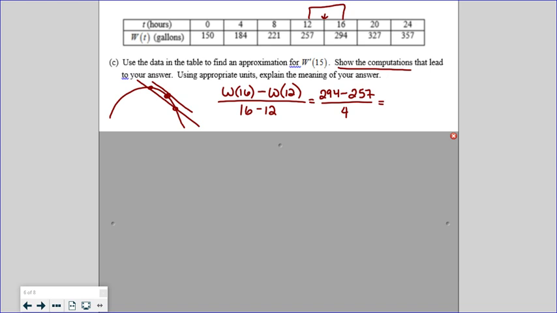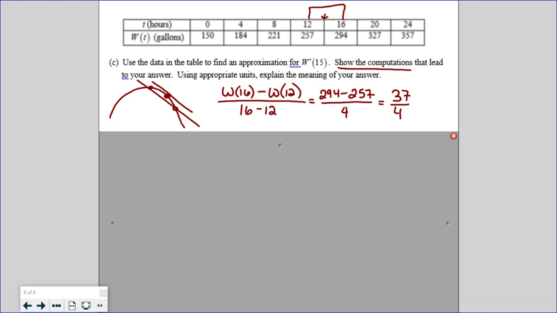Does my answer need to be in a fraction or a decimal? Doesn't matter, as long as they are equivalent forms, as long as I round correctly, which this one we wouldn't really have to round much because it's less than 3 decimals. But let's see, 294 minus 257. And I can just leave it as 37 over 4 as well, okay?